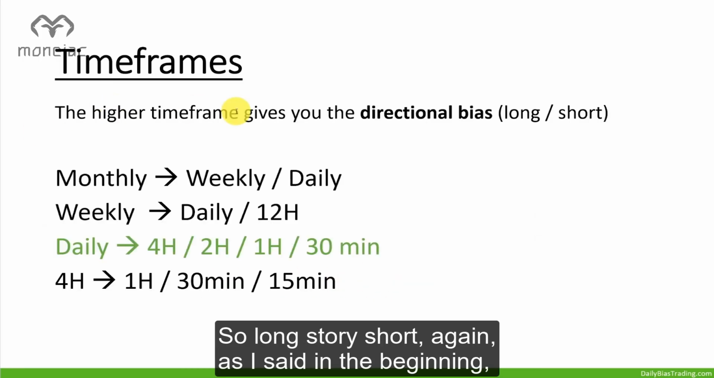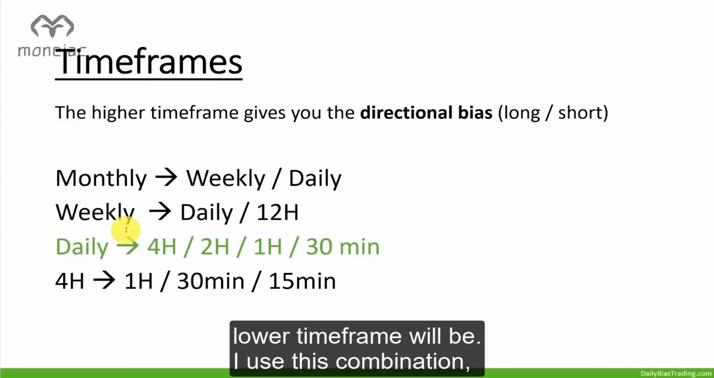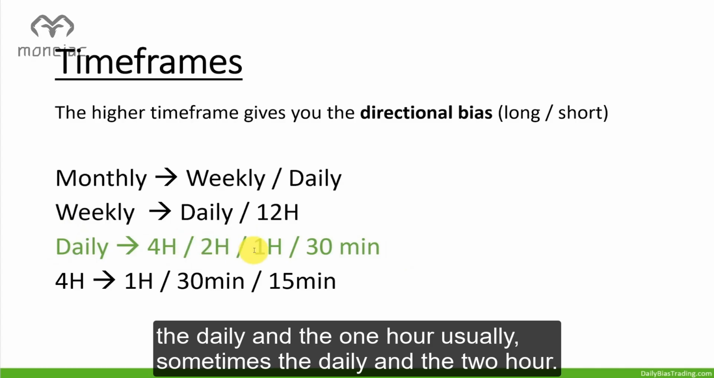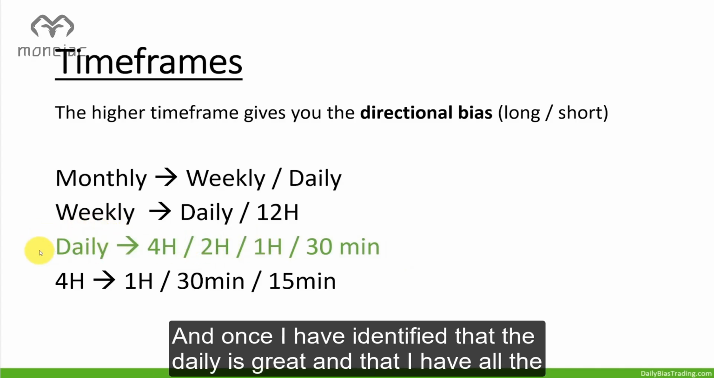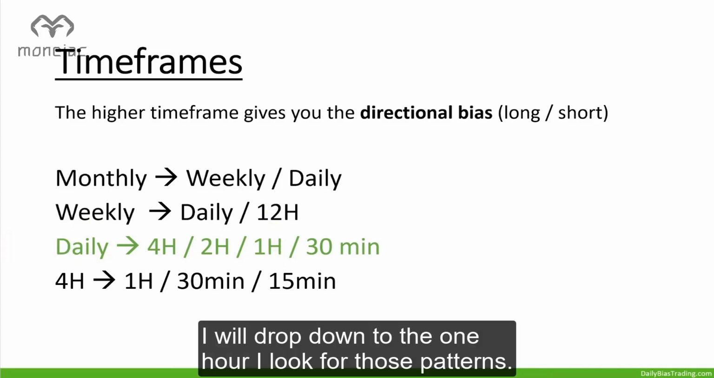Really important, because the breakout point will be used as our entry. So long story short, as I said in the beginning, what time frame you choose as your higher time frame will determine what your lower time frame will be. I usually use the combination of the daily and the 1 hour, sometimes the daily and the 2 hour. And once I have identified that the daily is great and that I have all the criteria that I need on the daily, I will drop down to the 1 hour and look for those patterns.